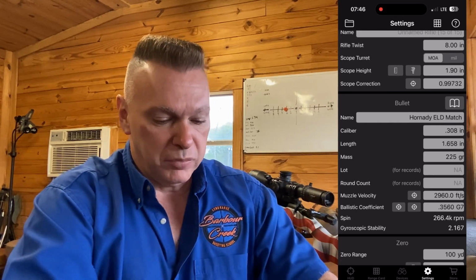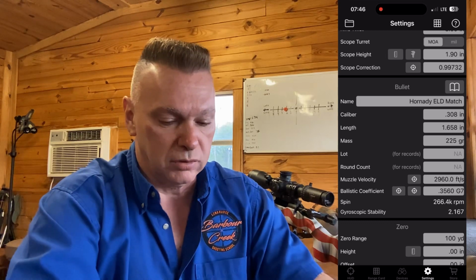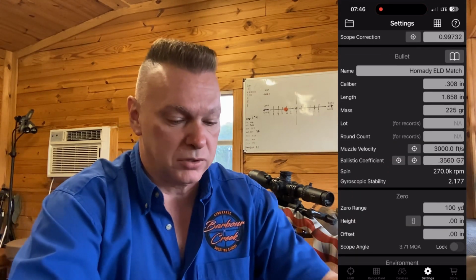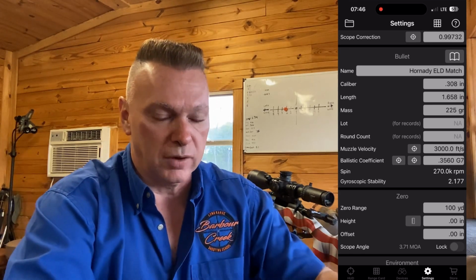The only problem you're going to run into is if you start going too fast, either on velocities, RPMs or barrel twists. So let's just say I'm going to run this at 3,000 feet per second. You'll notice that we're getting 270,000 RPMs with a higher stability factor. So we've got kind of a golden rule: don't break 300,000 RPMs when you're trying to find a good stability factor or barrel twist.